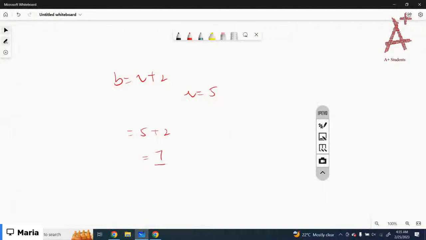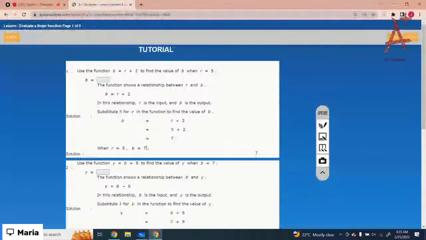Yes, 5 plus 2 makes 7. That means b equals r plus 2 has the function b equals 7 when r equals 5. Got it? Let's just start with the practice question.